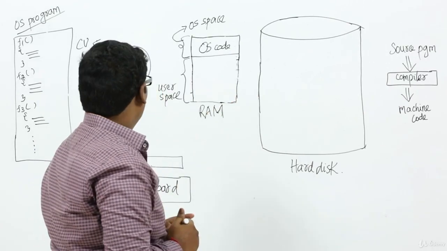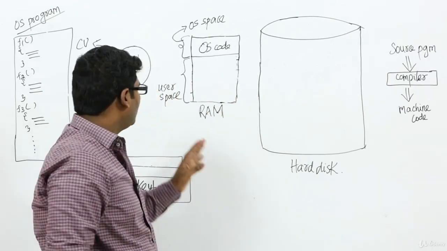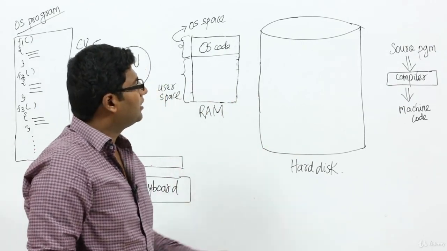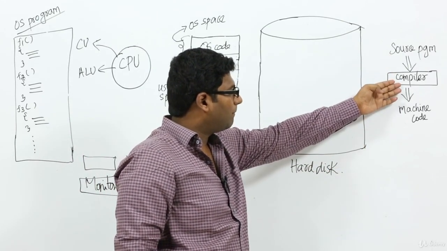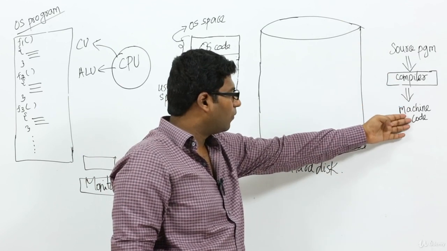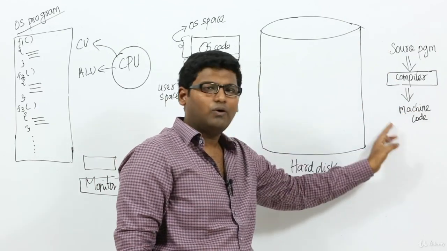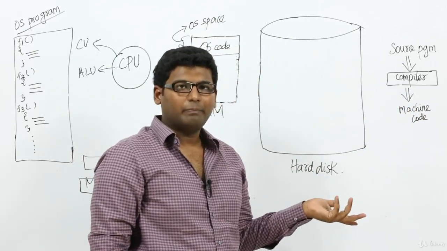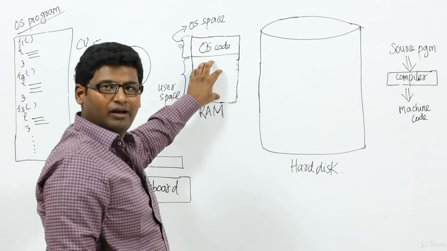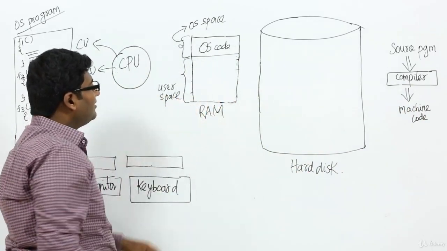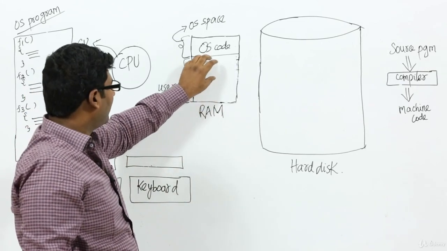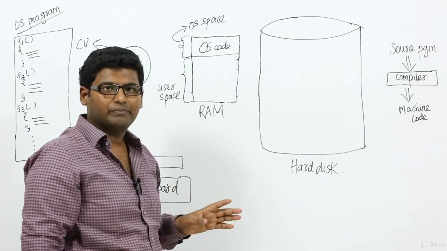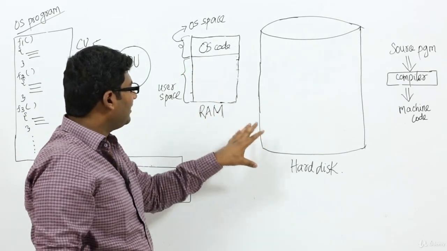Fine. Now so far we have seen how CPU, RAM and hard disk work together. How? For example, initially our source program will be given to a compiler and it will be converted to machine code. Once it is converted into machine code, it will always be placed inside the hard disk. Now at some point in time, this program will be loaded into the RAM, into the user space, and once it is loaded into the RAM, this program at some point in time will be taken by the CPU line by line and executed. This is how a program actually is being executed.